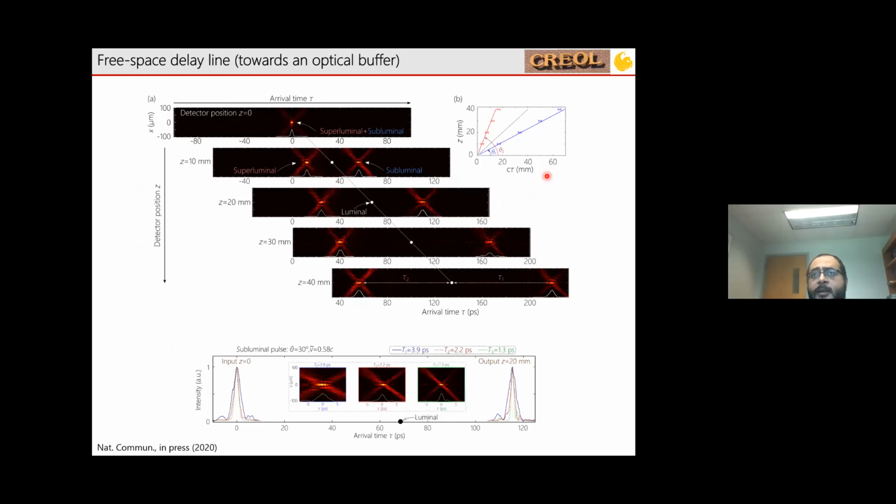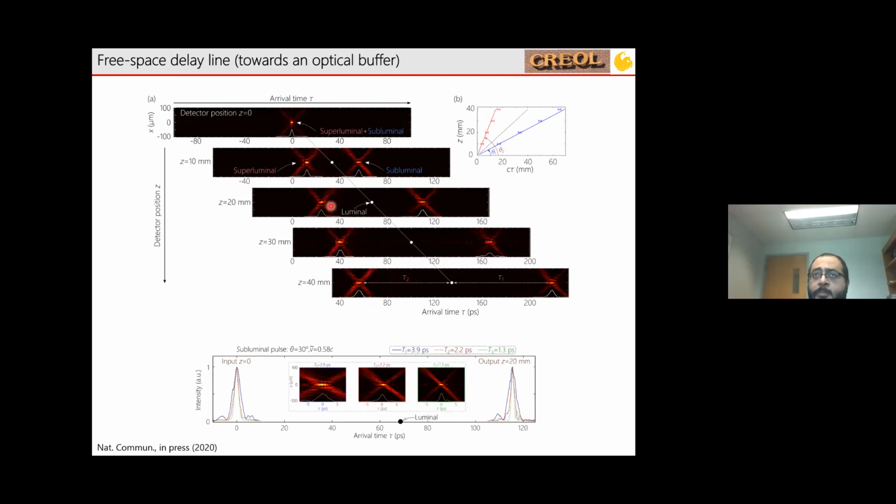I like this figure a lot because I think it's the first time you see a result like this, where I start off with two pulses overlapping in space and time initially at z = 0. And as the two pulses travel in free space, they separate from each other because each one travels at a different group velocity. This tilted white line is the reference luminal pulse. This is where a pulse would be at different axial positions if it were traveling at c. One of the wave packets is superluminal, so it's ahead of it, and one is subluminal, so it's behind it.